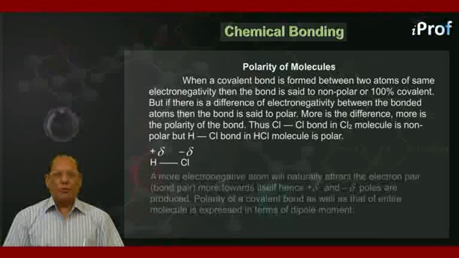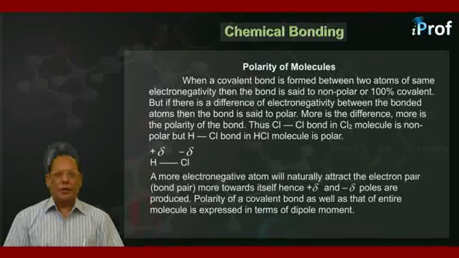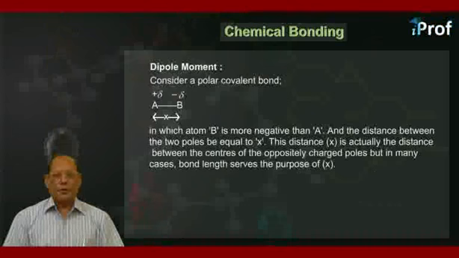A more electronegative atom will naturally attract the electron pair, say the bond pair, more towards itself. Hence plus delta and minus delta poles are produced as shown above. Polarity of a covalent bond, as well as that of an entire molecule, is expressed in terms of dipole moment. So let us now study dipole moment.